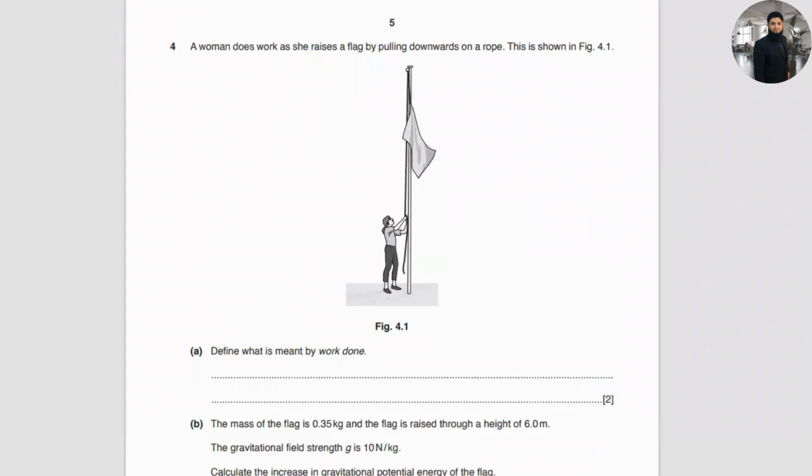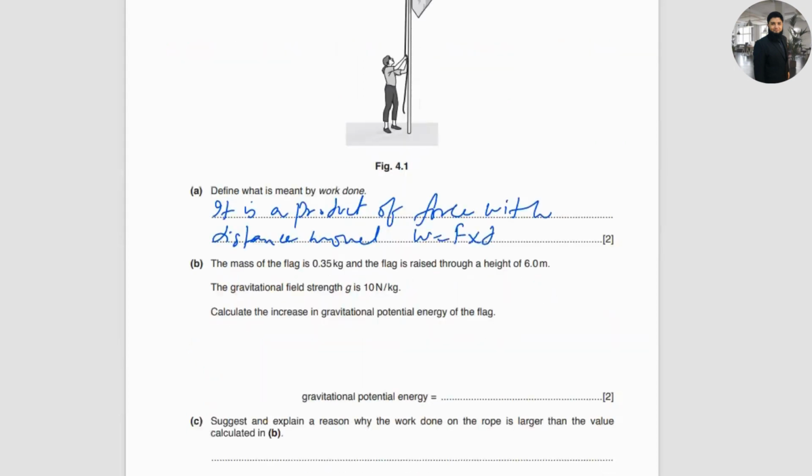A woman does work as she raises a flag by pulling downward on a rope. This is shown in figure 4.1. What is meant by work done? So work is force into displacement. So it is a product of force with distance moved. W is equal to F into D is the formula, right?